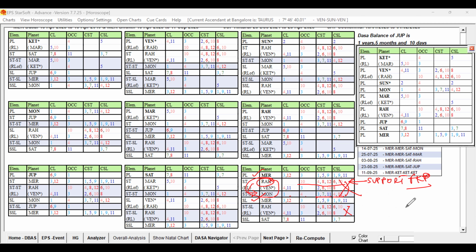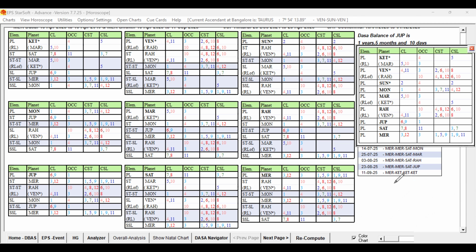But the native got married in the Mercury Dasa and Mercury Bhukti. It means Mercury should be the strongest one. Rahu is the weakest one at the star level. It's clearly indicating the birth time is not accurate, because the native already got married in this period. It is clearly indicating that Mercury should be the strongest one. For the given time, the cuspal positions of Rahu are not strong.